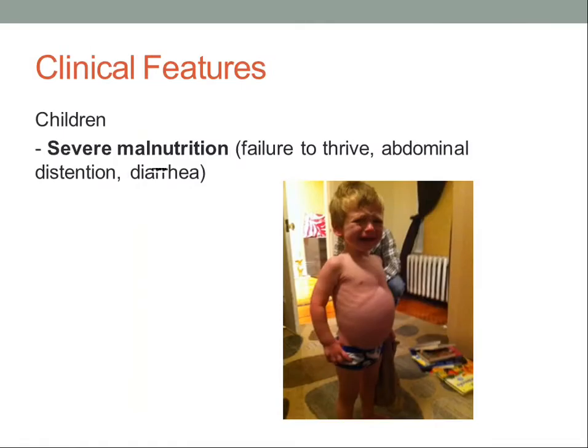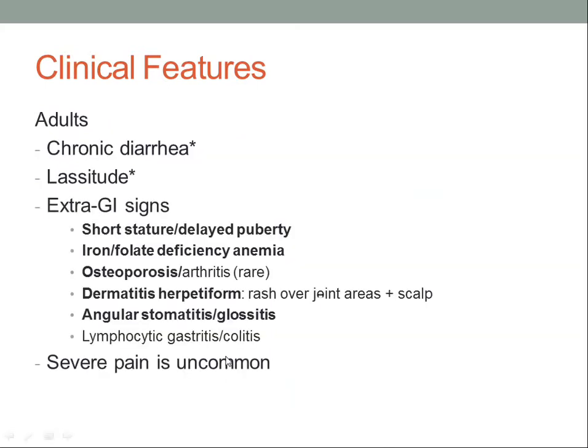Now, in children, the most common clinical feature is severe malnutrition, which can manifest itself as failure to thrive, abdominal distension, diarrhea, muscle wasting, anorexia, so on and so forth. Now in adults, malnutrition is usually not as severe, and usually patients will present with chronic diarrhea as well as lassitude. Now, in some patients, none of the GI symptoms will be present. They may only present with extra gastrointestinal signs, which may be appreciated in physical examinations.